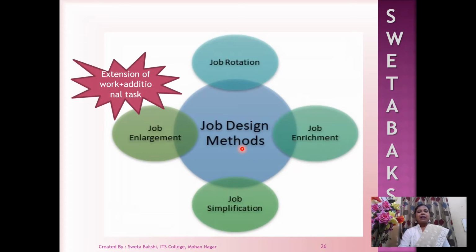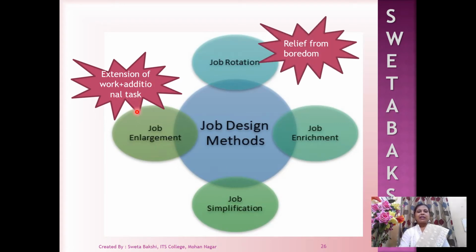Now, we can say that the job design methods can be divided into four different parts. One could be job rotation, second is job enlargement, job simplification, and job enrichment. Job enlargement is extension of work plus the additional task given in the organization. Job rotation is the relief from boredom, where you are given various different types of jobs to perform in the organization and employees do not feel bored because they are in rotation of doing different tasks.